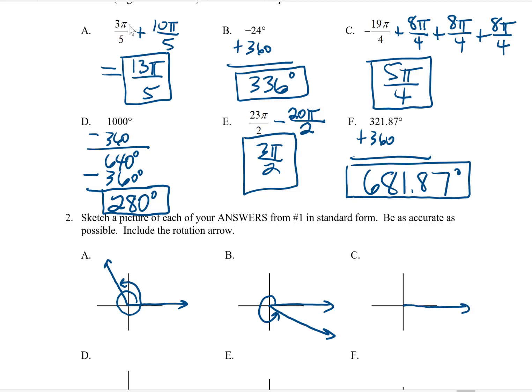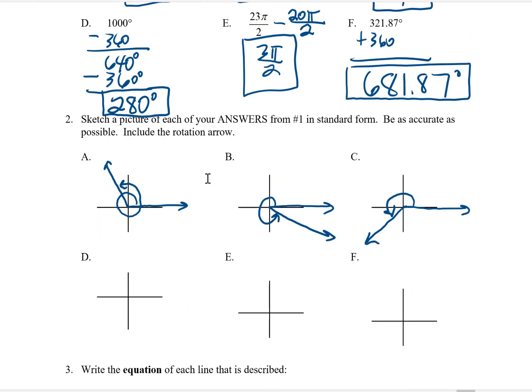Letter C, 5 pi over 4, that's actually one of our nice angles. It's got a 45-degree reference angle. It's the one in the third quadrant. And so here is the answer to part C. Letter D, 280 degrees, that's a little bit more than 270. So I'll go a little bit past the 270, 280 must be somewhere right around here. E, 3 pi over 2, we've drawn that many times. That is 270 degrees, so that's this angle.